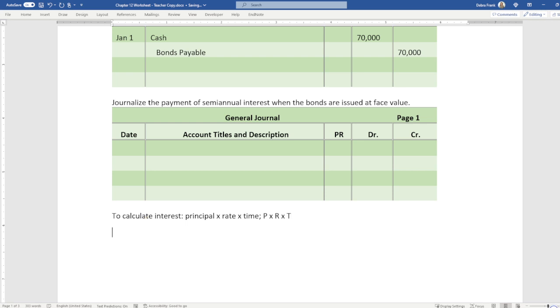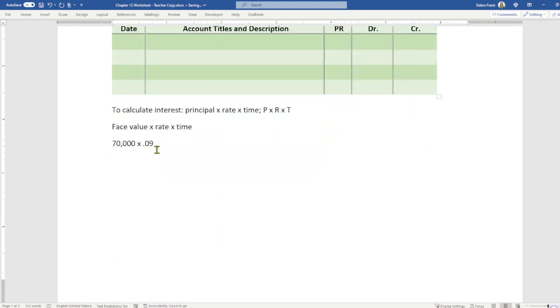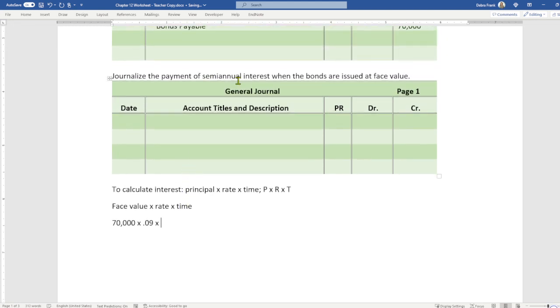All right. And so here the principal is the face value, and then times the rate times time. So that would be 70,000 times 0.09. Let's make sure that was the rate. Yep, 0.09. That was that 9%. And since it's semi-annual, that would be 6 months out of 12, right? A half. All right, so there'd be 2 payments within that year.